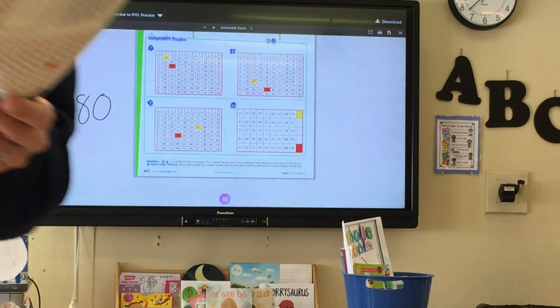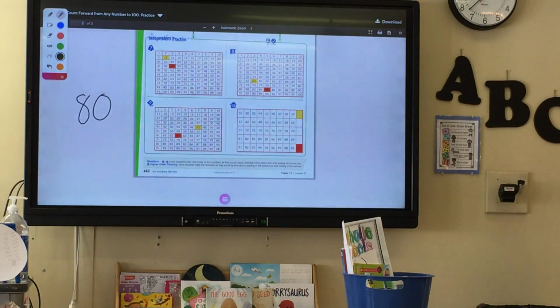51. Where's 51? There you go, circle. 51. And then color after that. You're going to stop on, what's that decade number? 70. Very good. So start with 51. Start coloring after that. 52.